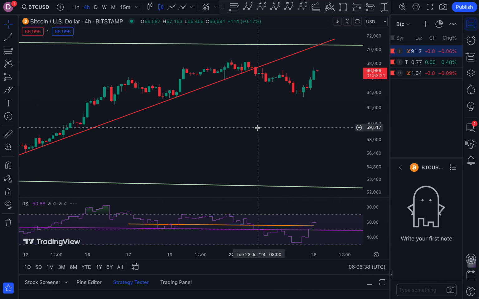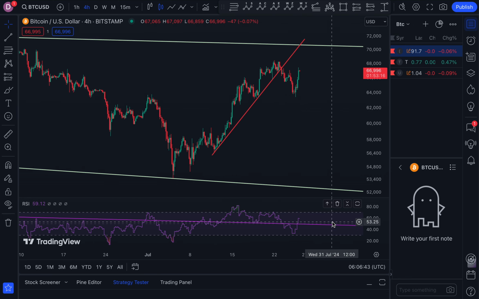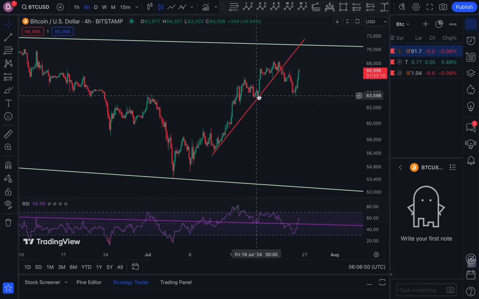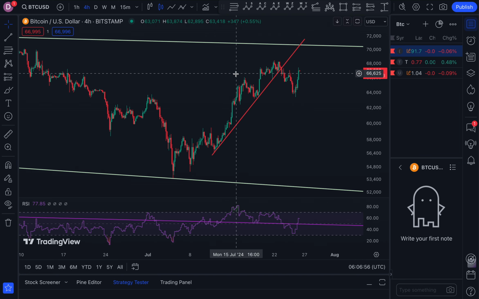Also, if we go to the 4-hour view, we basically have the same situation where we have a lower low on the RSI, but a higher low here on the price level, also giving us a bullish divergence here on the 4-hour chart as well.